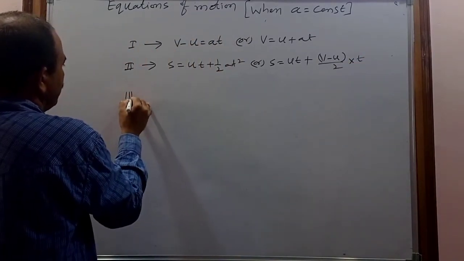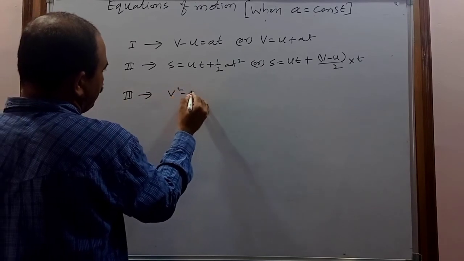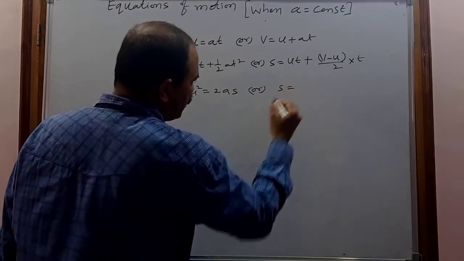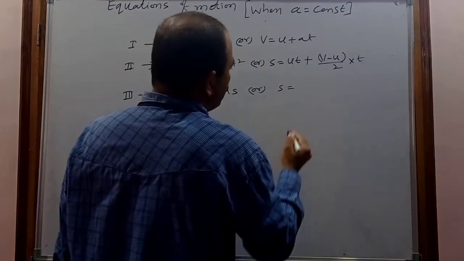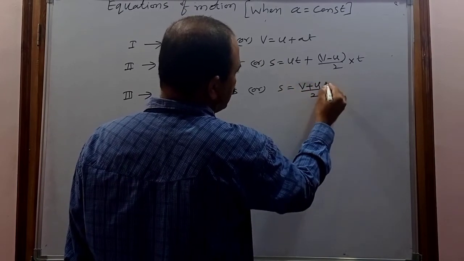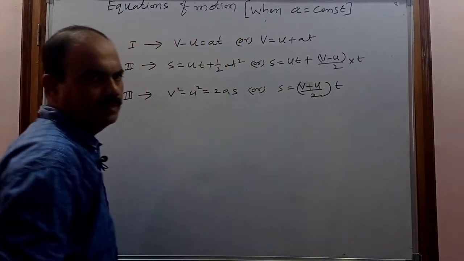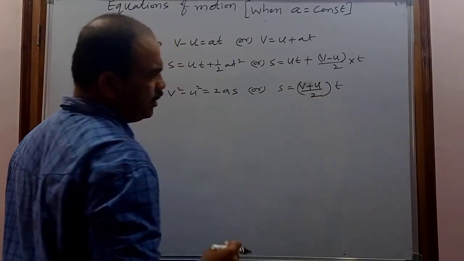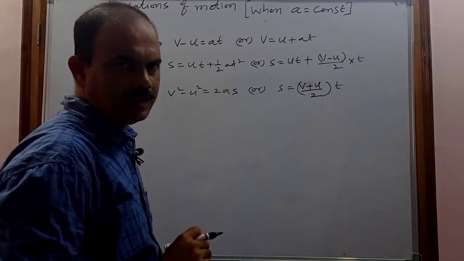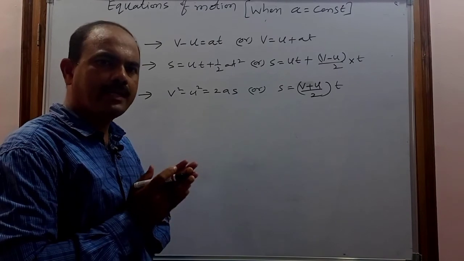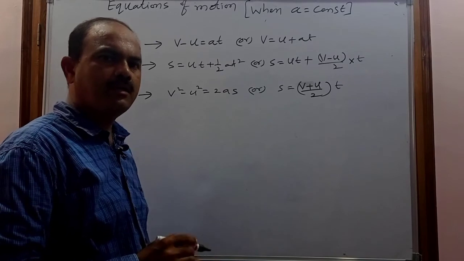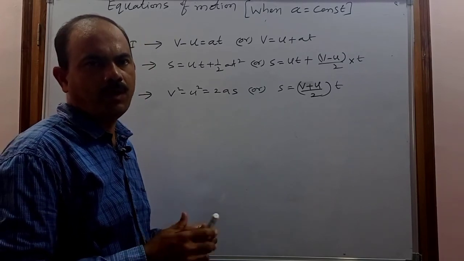And what is the third equation of motion? The third equation of motion is nothing but v square minus u square equal to 2as, or s equal to (v plus u) by 2 into t. So these are the three equations of motion when the body is moving with uniform accelerated motion. These three are very important for solving many problems when the body is in motion.